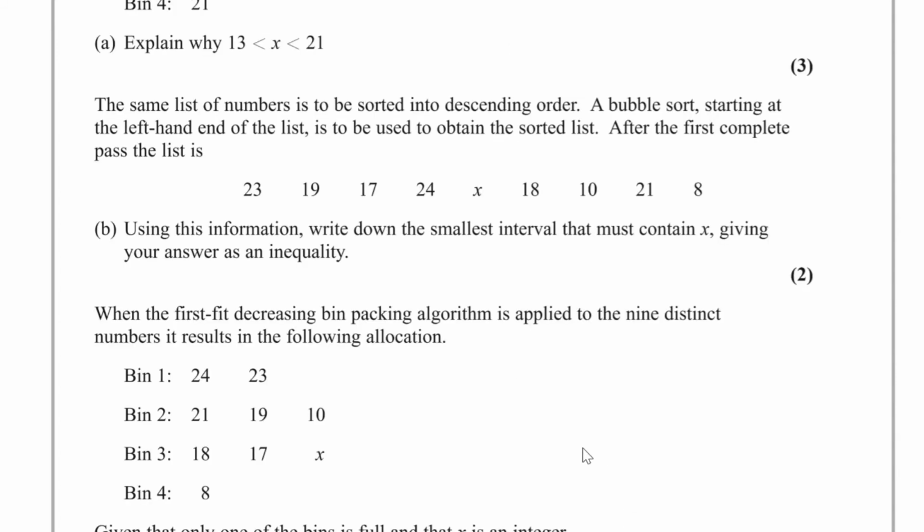For part B of the question, the same list of numbers is to be sorted into descending order. A bubble sort starting at the left-hand end of the list is to be used to obtain the sorted list. After the first complete pass, the list is as we see here, and we have to use this information to write down the smallest interval that must contain x, giving the answer as an inequality.